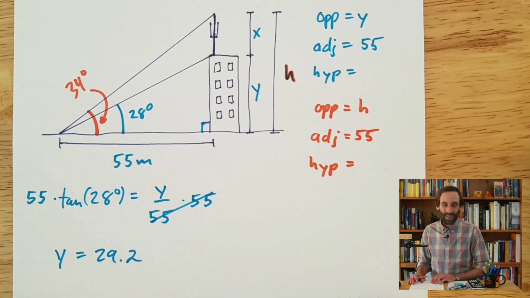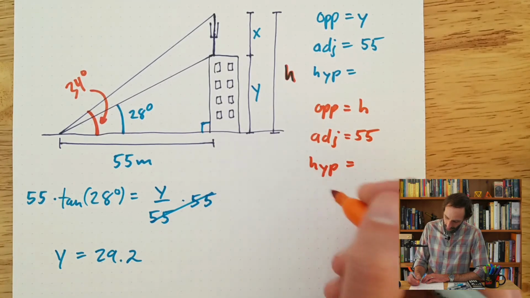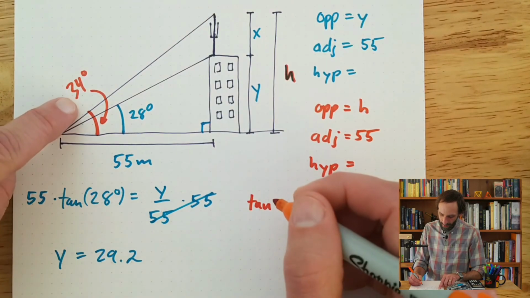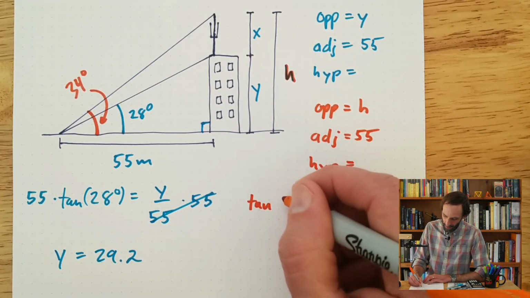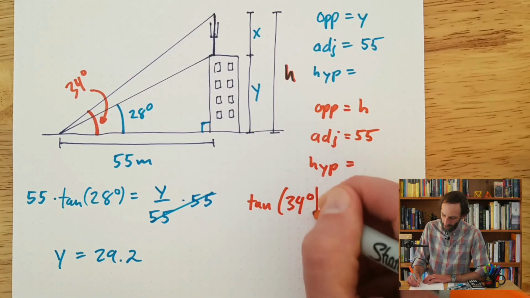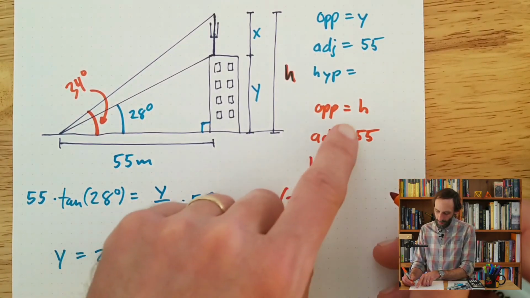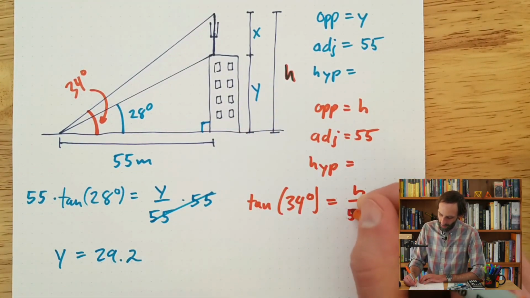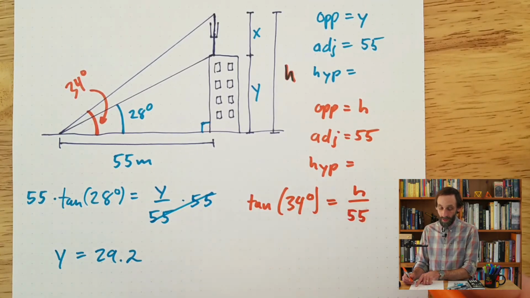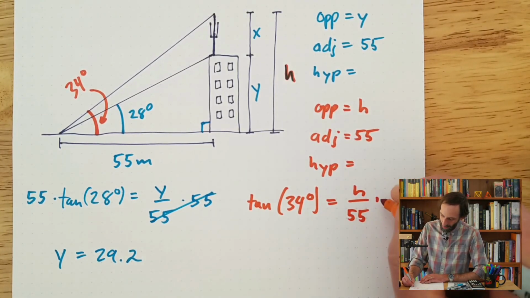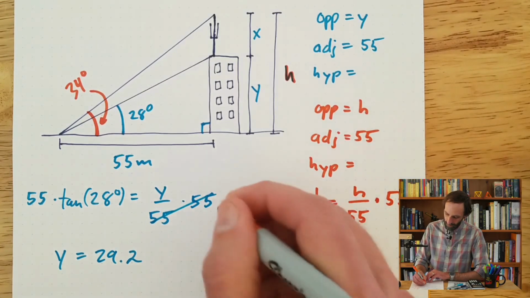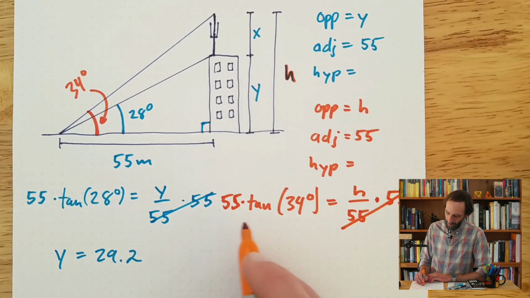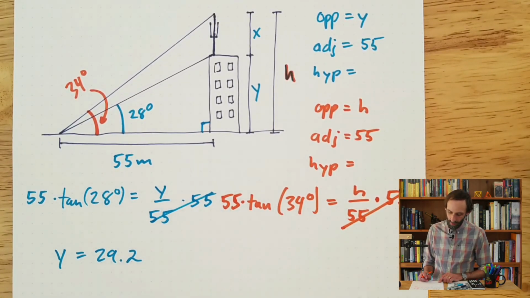Once again, I will be using the tangent ratio here. So here the equation is that the tangent, but now I use this angle here, this 34 degree angle. So the tangent of 34 degrees is equal to the opposite, h, divided by the adjacent, 55. Now to solve for h, I will multiply both sides by 55. These cancel out, and I get 55 times the tangent of 34 equals h.